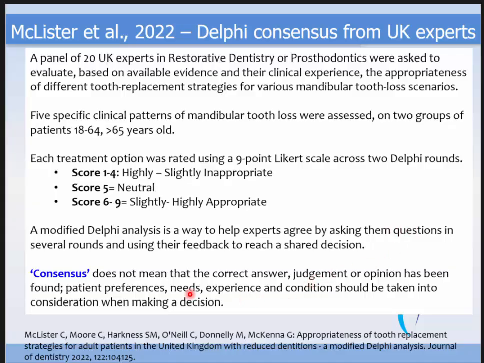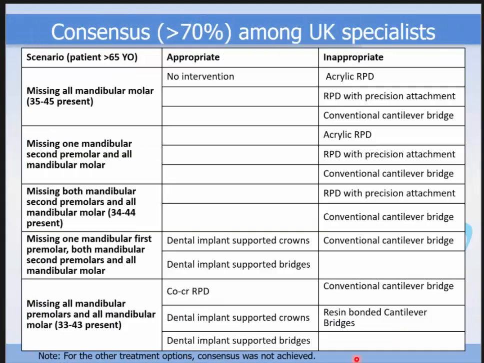At the end of the day, they come into a consensus, just agreement based on their available evidence and their clinical experience. In this situation, consensus doesn't mean the correct answers, but it means most people agreed on this and this and this. So this is a judgment or agreement that has been found. However, the author also mentioned that the patient's preference, needs, experience, and conditions should be taken into consideration when making decisions. So let's look at this summary that I made based on the research.